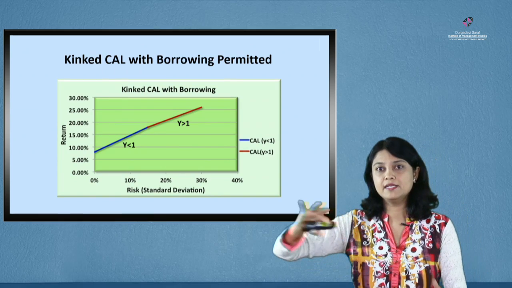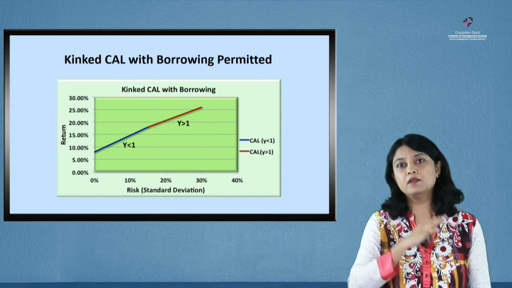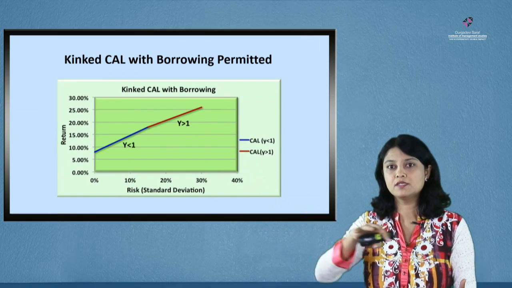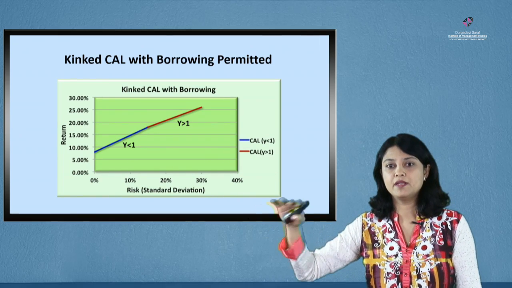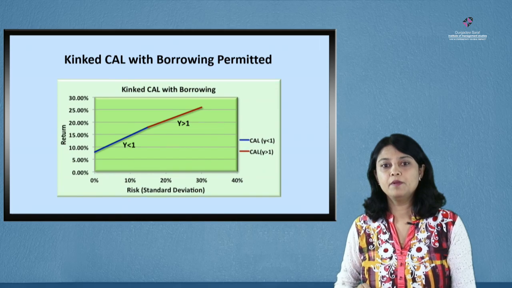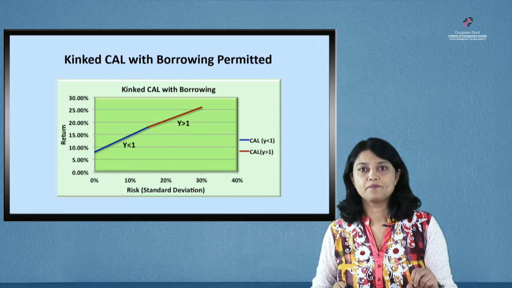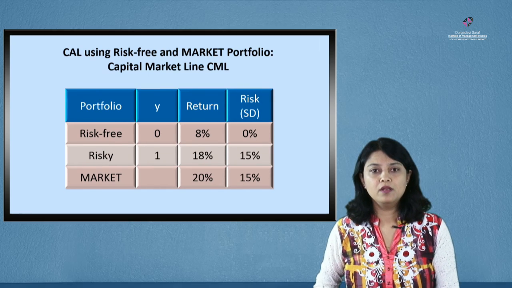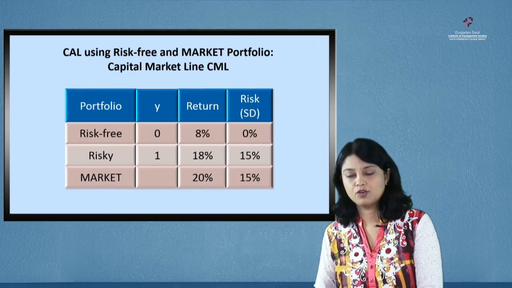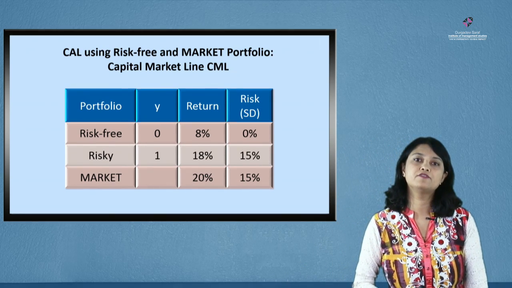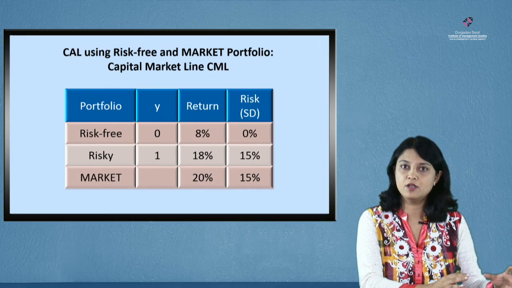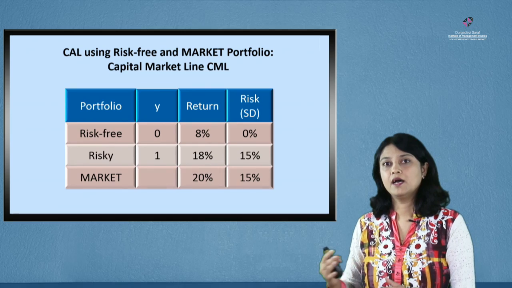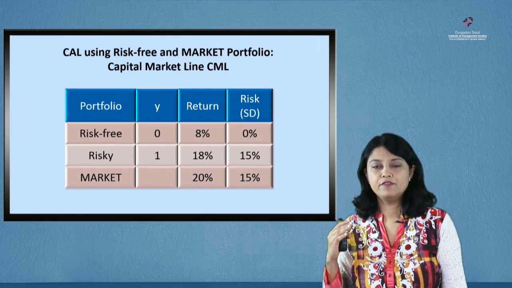So this is the realistic way in which people allocate their capital. People have different choices across this kinked capital allocation line. And now let me move on to the next concept after completing this kinked capital allocation line. Now the next level of decision making.